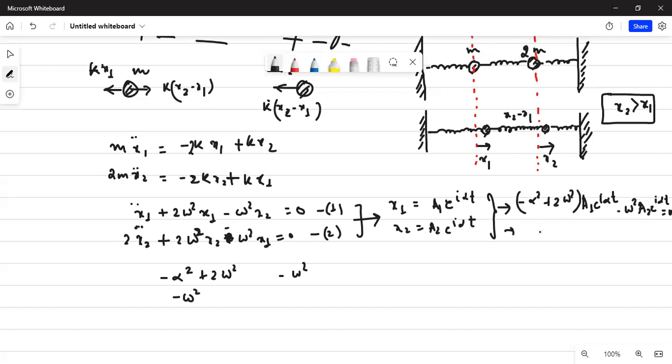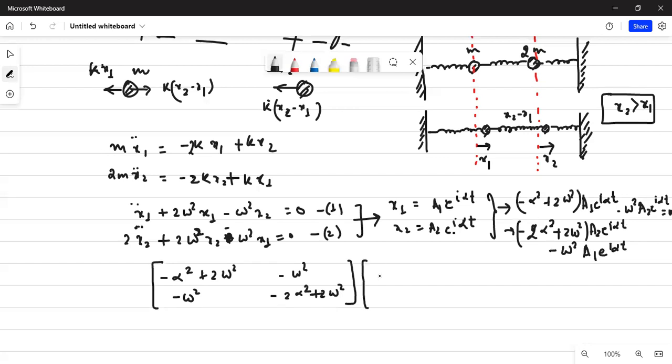And this equation, the second one will be, again, if I write minus 2 alpha square and plus 2 omega square, but remember this is a2 e to the power iota alpha t, because x2 is a2 e to the power iota alpha t, and this will be minus omega square a1 e to the power iota alpha t. So I'll write minus omega square here, and I'll write minus 2 alpha square plus 2 omega square, and then you have this a1, and you have this a2, and here you get 0.